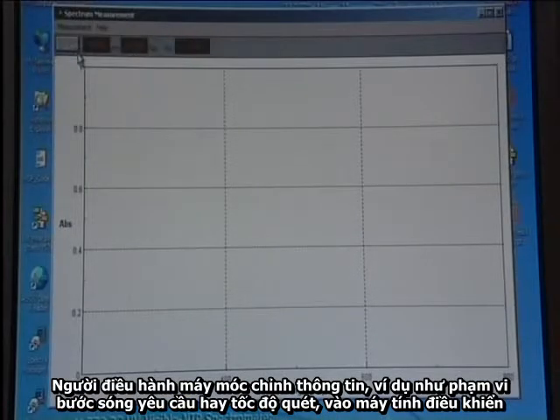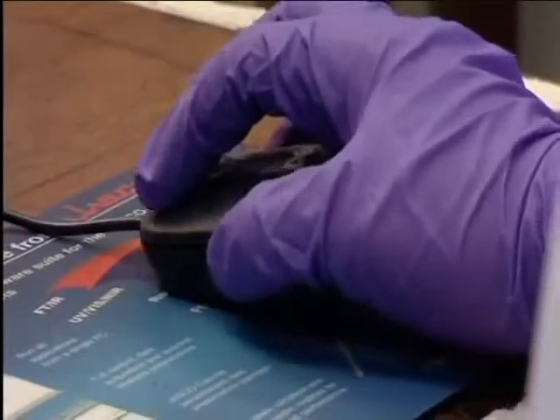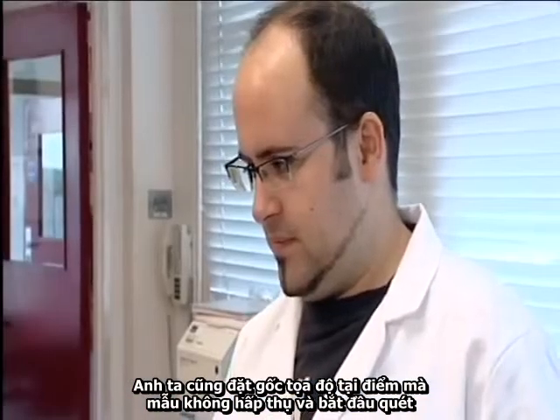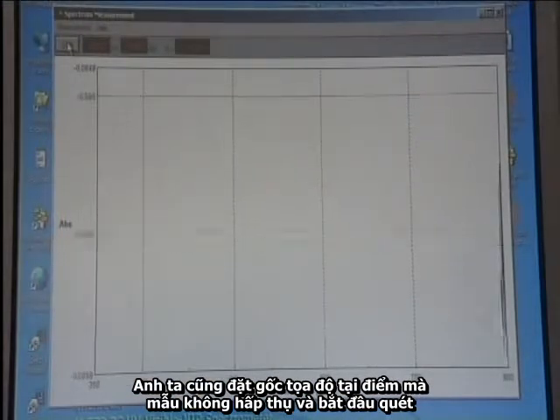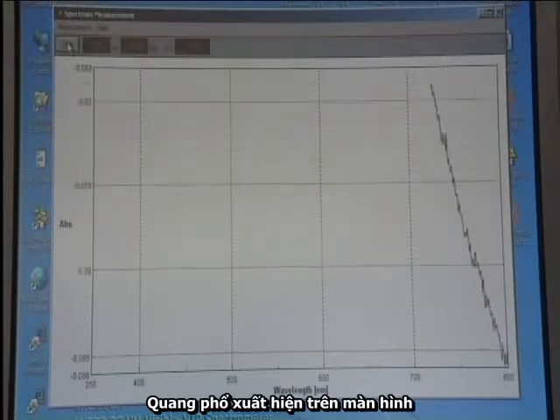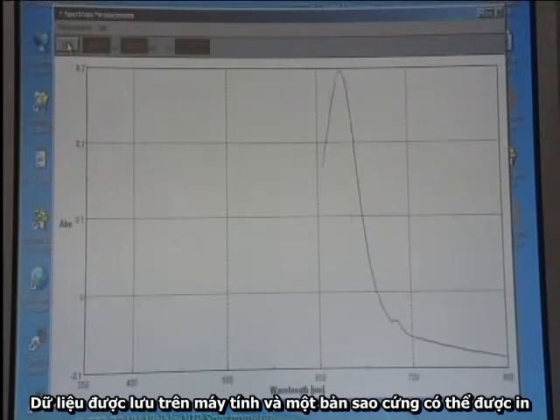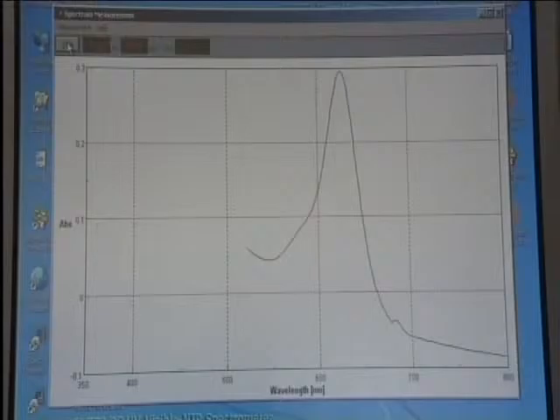The operator types details, such as the wavelength range required and scanning speed, into the computer that controls the instrument. He also zeros the instrument at a point where the sample does not absorb and then starts the scan. The spectrum appears on screen. The data is saved on the computer and a hard copy can be printed.